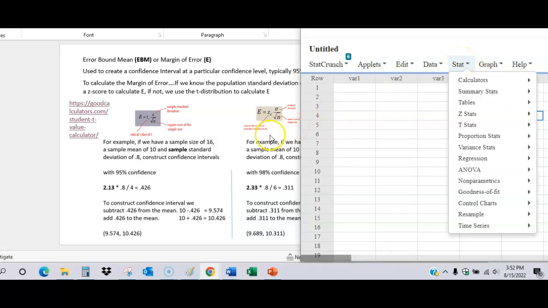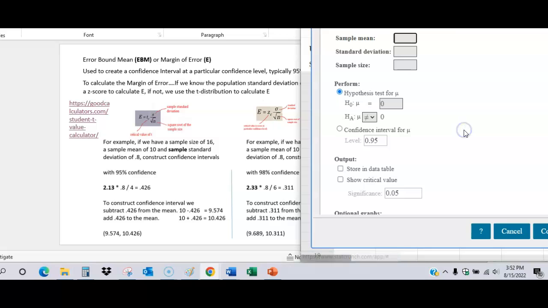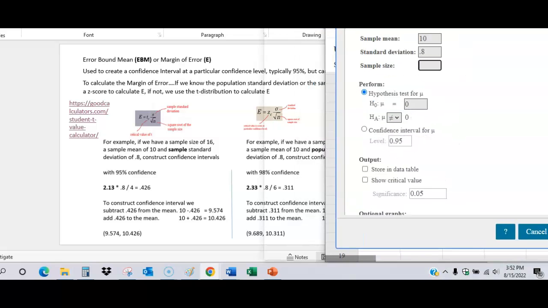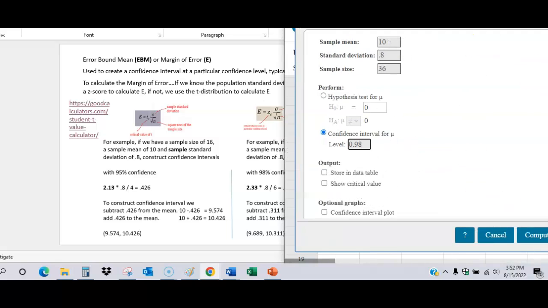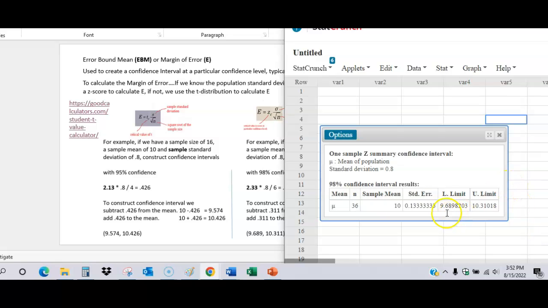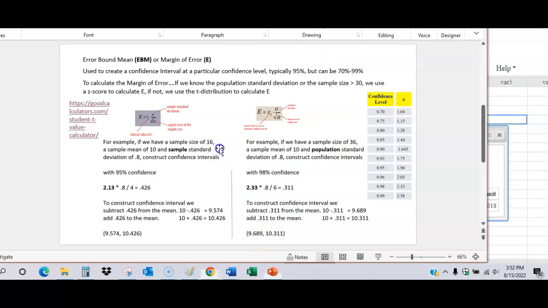And now let's do it for this example here where we're using Z critical value. One sample, summary, and we have a sample mean of 10 again. And we have a sample standard deviation of 0.8. We have a sample size of 36. And we're doing 98% confidence. You got to click on that button. We can type that in, and I'm going to say compute, and that gives me my 9.689 and 10.31, which is what we got over here. Again, a lot easier going through StatCrunch.